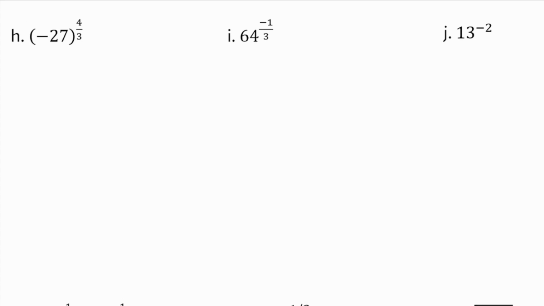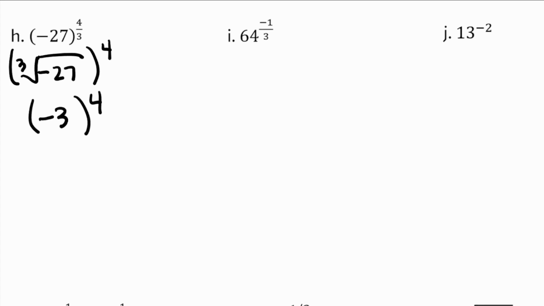Alright, now we've got negative 27 to the 4/3, so that would be the cube root of negative 27 taken to the 4th power. The cube root of negative 27 is going to be negative 3, because if I took negative 3 to the 3rd power, I'd get negative 27. And so that's negative 3 to the 4, that's negative 1 to the 4 times 3 to the 4, and negative 1 to the 4 will be positive 1, because an even number of negatives. And then 3 to the 4 is going to be 9 times 9, which is positive 81.